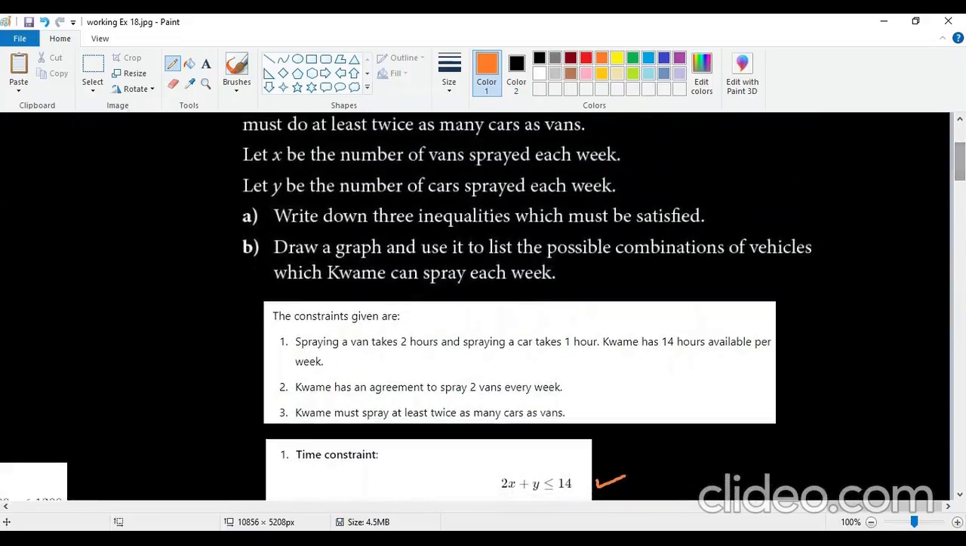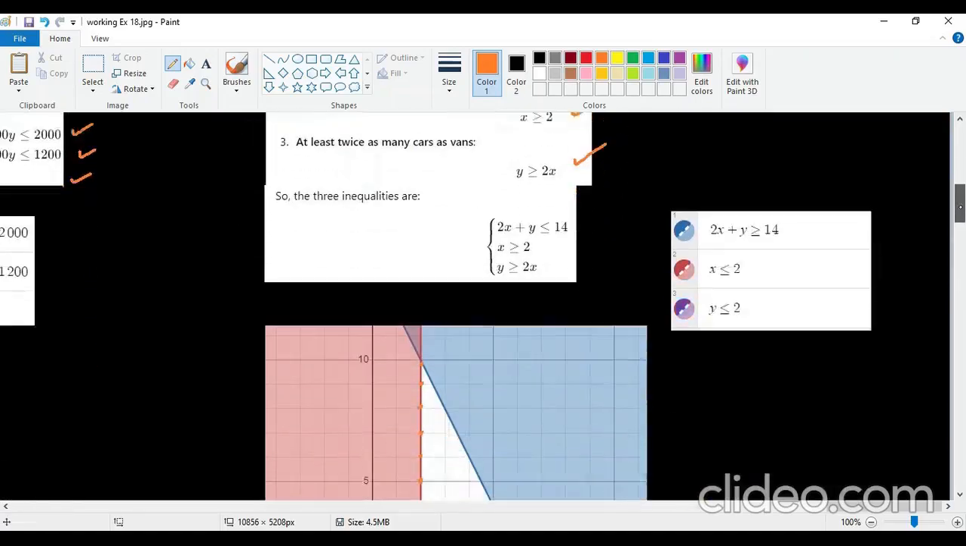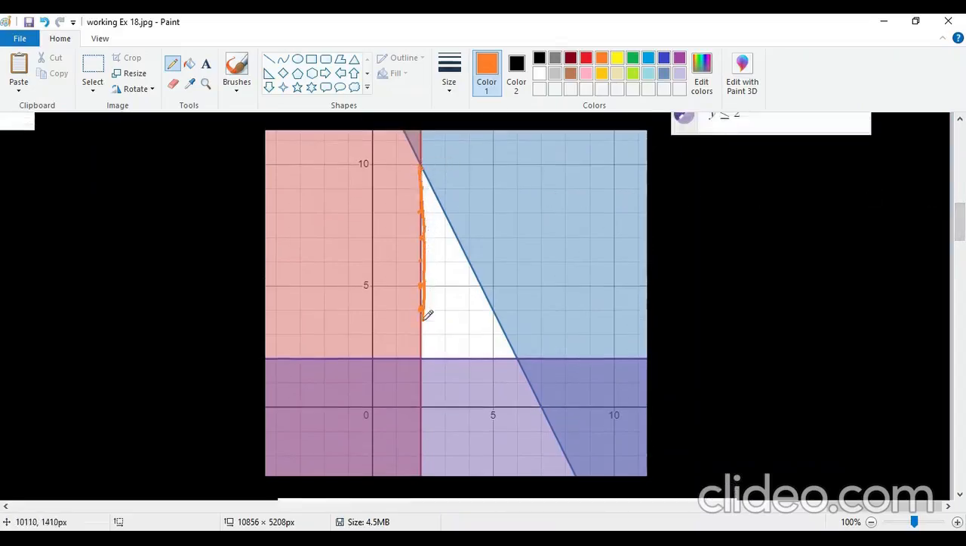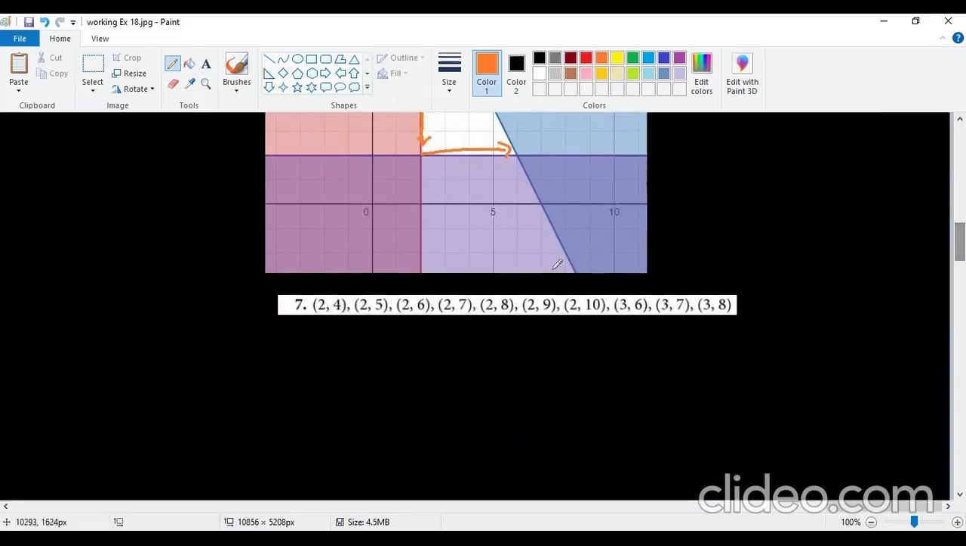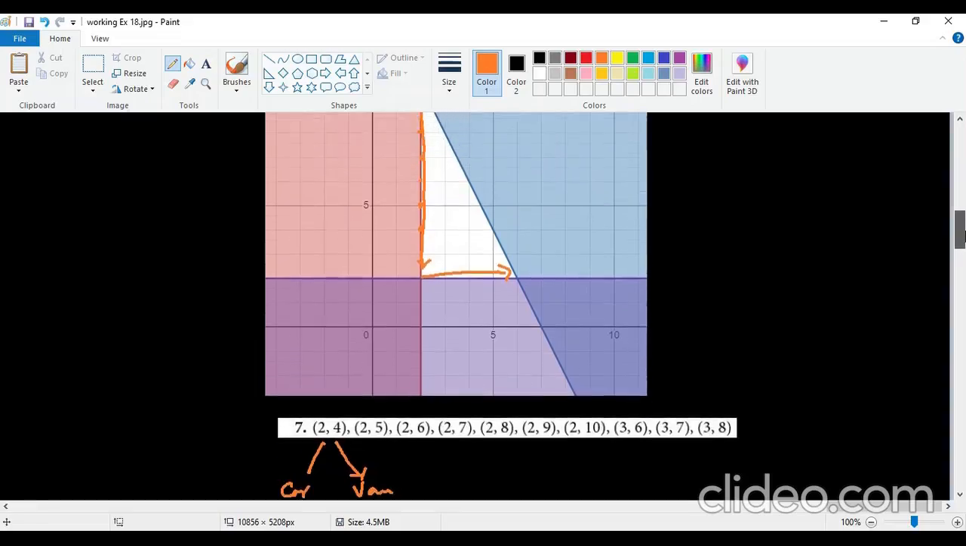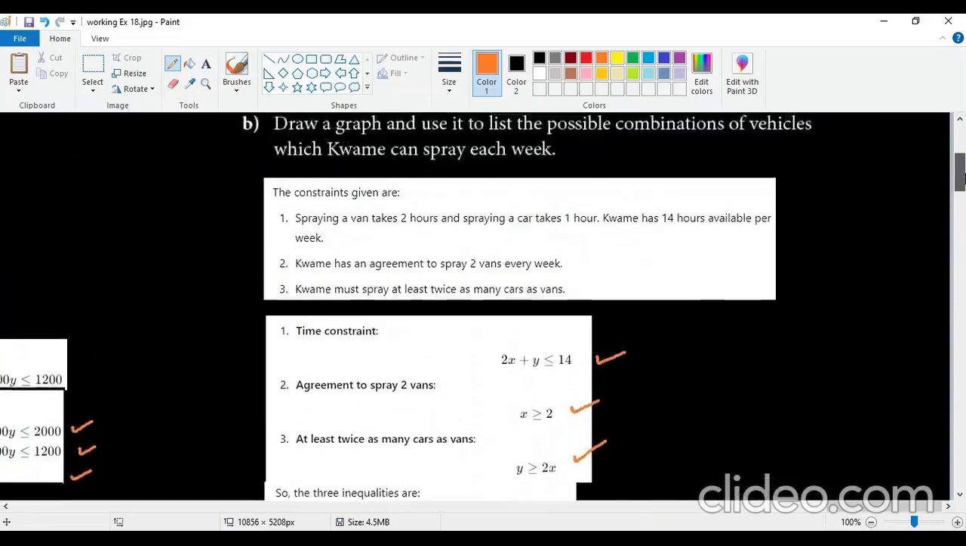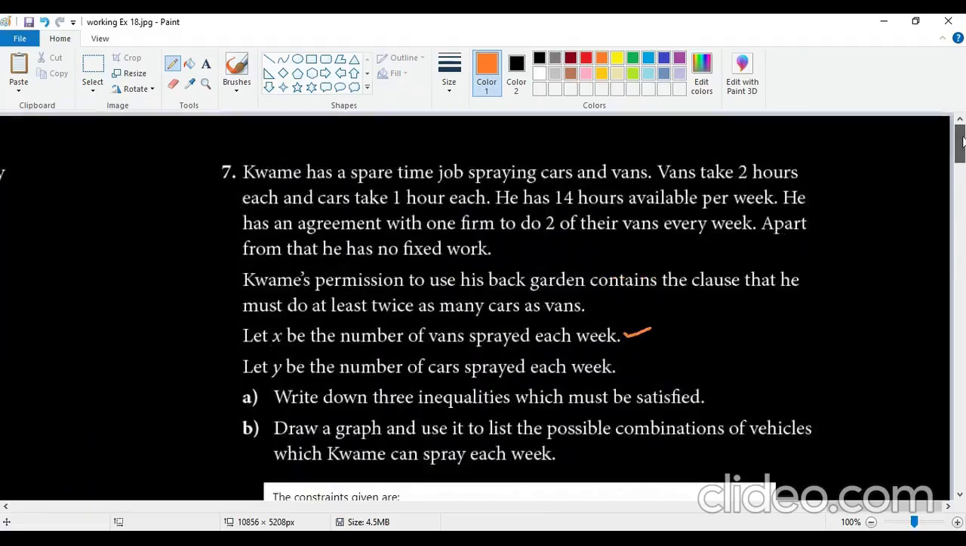So, as you know very well, all the X's are going to be cars, and all the Y's will be vans. So, these are all cars, and these are all vans. So, all the X's are going to be cars: two cars and four vans. This is the first possibility. Second possibility is two cars and five vans. So these are all the possibilities that you get in the answer, or you can say all the points or the coordinates that you get within the triangle itself to give you the correct answer.